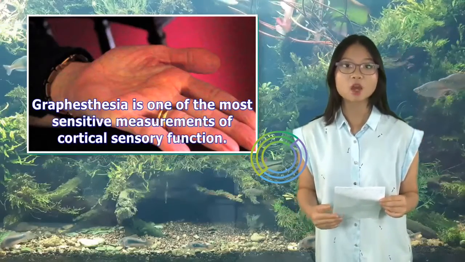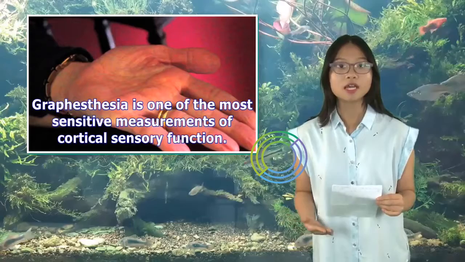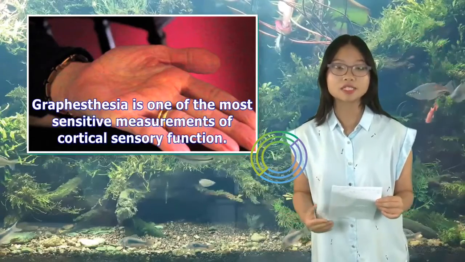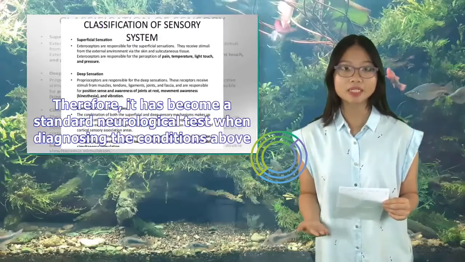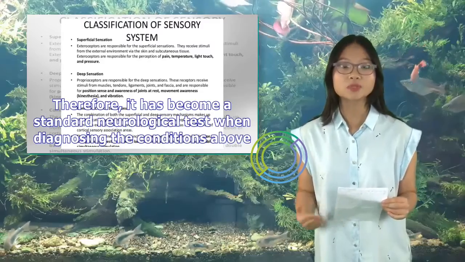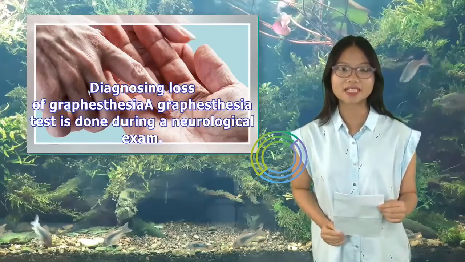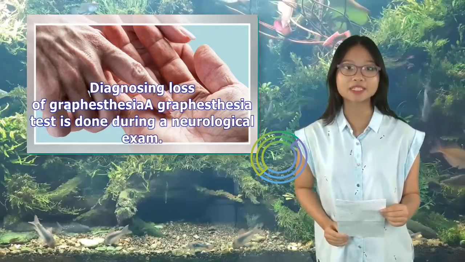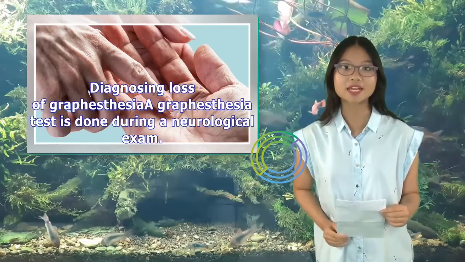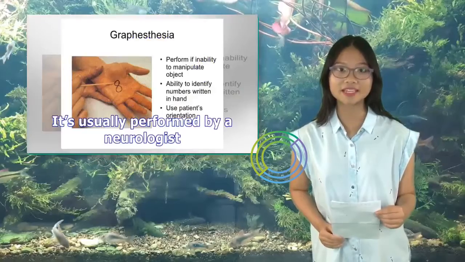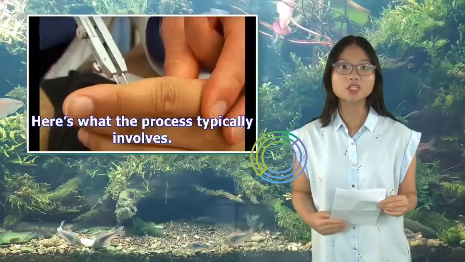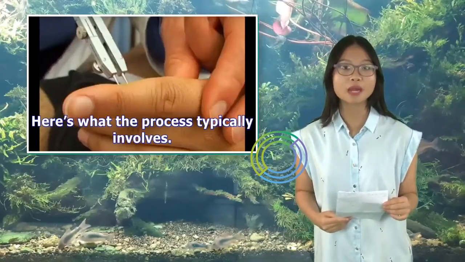Graphesthesia is one of the most sensitive measurements of cortical sensory function. Therefore, it has become a standard neurological test when diagnosing the conditions above. Diagnosing loss of graphesthesia. A graphesthesia test is done during a neurological exam. It's usually performed by a neurologist. Here's what the process typically involves.